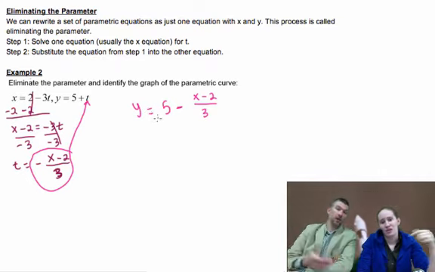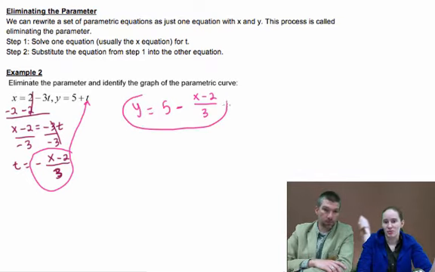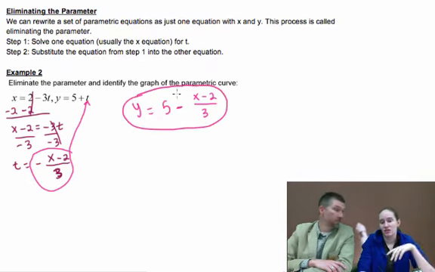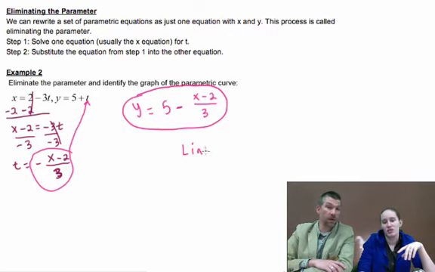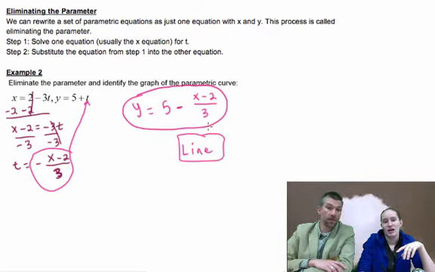Are you okay with that? I'm pretty okay with that. We could get common denominators, but that is a line. How do I know it's a line? Because I just have x to the first power, and it's in the numerator. So this is a line.